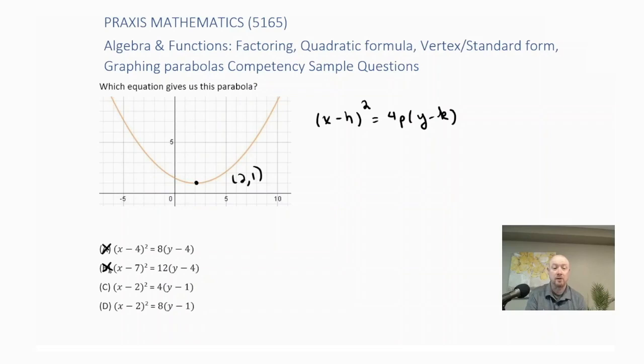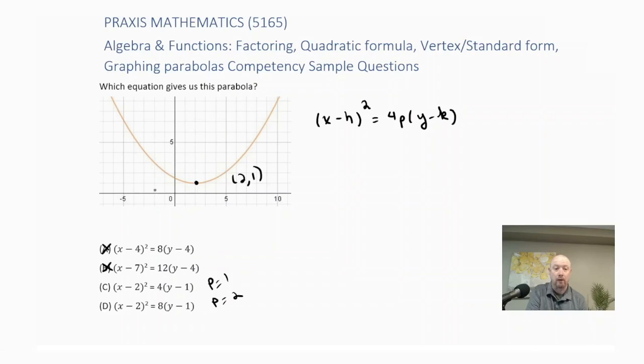The only difference between C and D is the 4 and the 8. In C, the p-value is 1, but in D, the p-value is 2. The bigger this number here, the wider the parabola is going to open up. One thing we can do is pick a point on here and plug it in and see which one is correct.